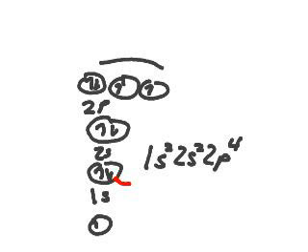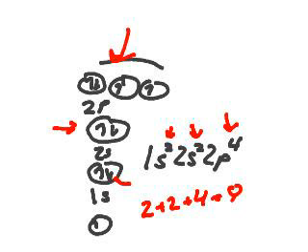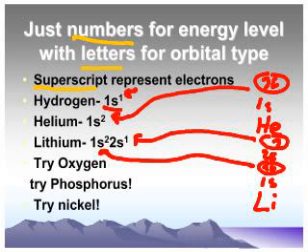So these 2 are represented by this guy, these 2 represented by that guy, and these 4 represented by that guy. We can double check, add together our superscripts. 2 plus 2 is 4, plus 4 more gives us 8. Should have 8 electrons. Oxygen's atomic number 8, 8 protons, 8 electrons. So you can double check here anytime you wanted. Let's try phosphorus.